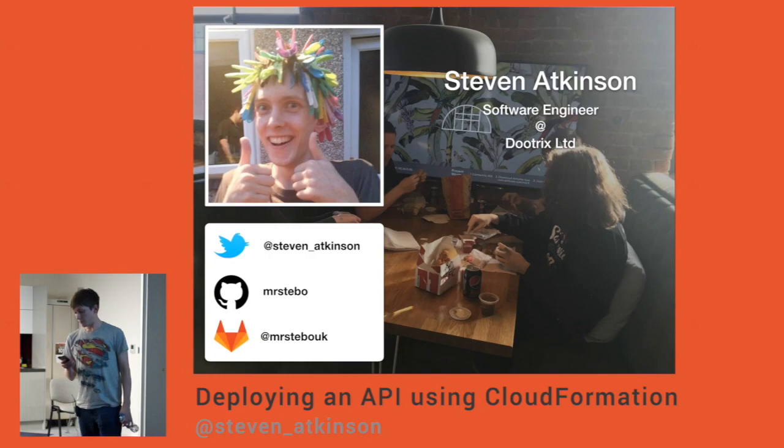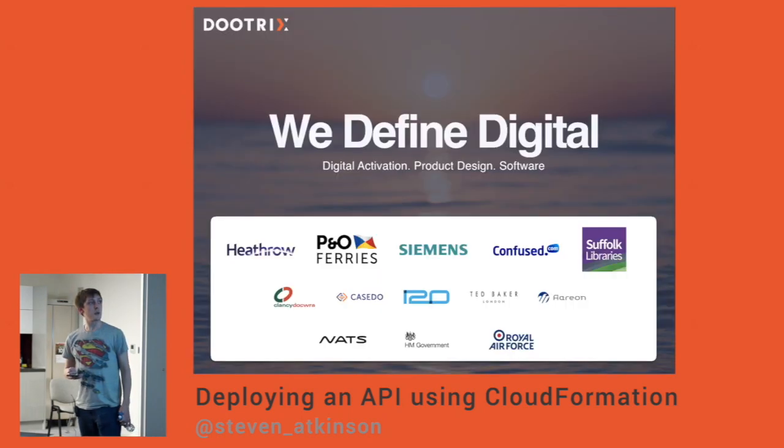At Dutrix, we work with a load of different people like Heathrow, P&O Ferries. We do design sprints and help people with digital products, and do a lot of cool stuff in different languages like Electron, JavaScript, .NET, some PHP and Python.